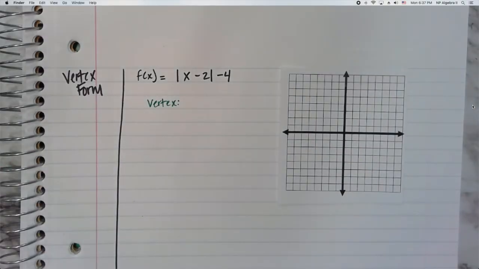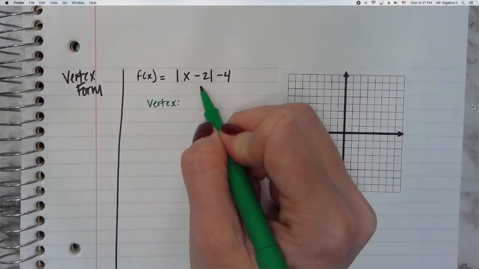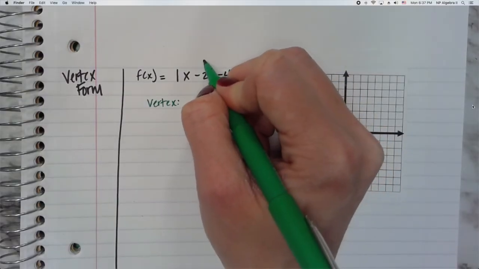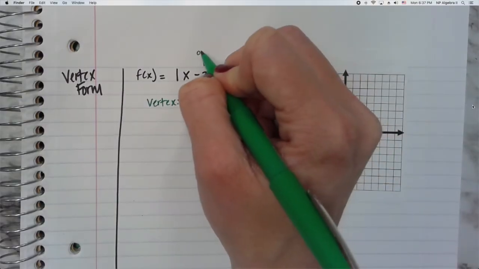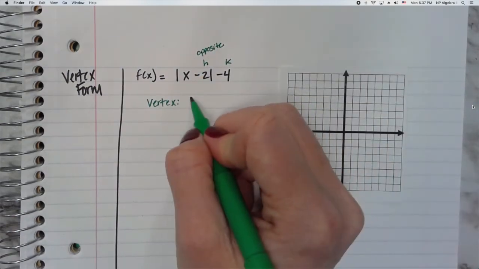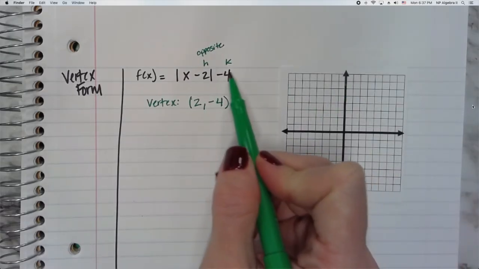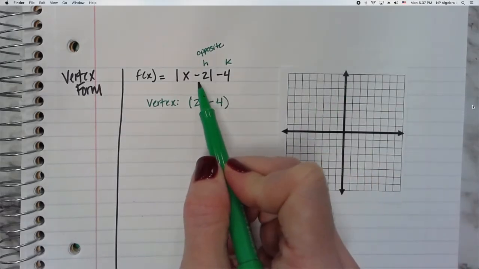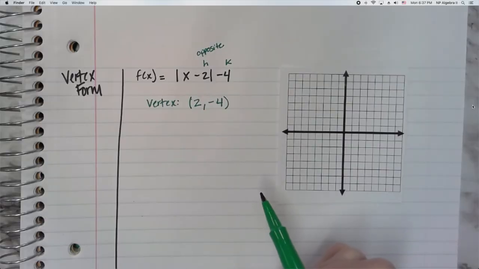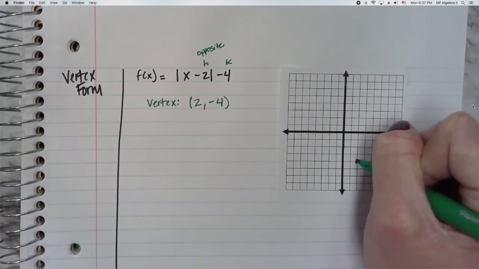So the vertex is opposite h, comma, k. So our vertex is going to be +2, -4. Remember, our k value stays the same as it is out here on our function, and then we put the opposite h value there. We're going to plot that. So 2, -4, over 2, down 4.